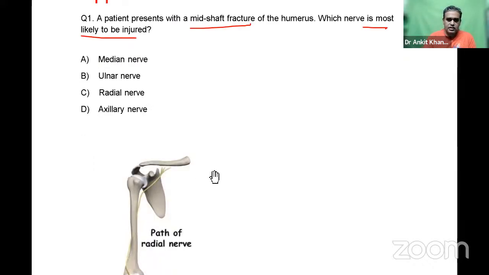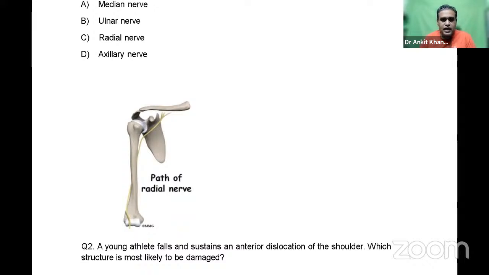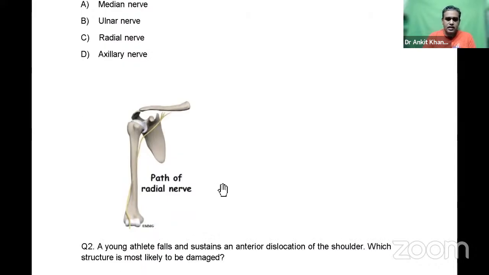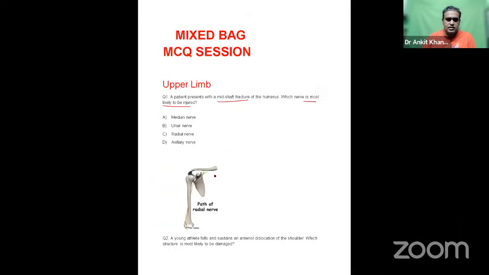And if we go down, we can actually see the answer that is showing as the path of the radial nerve over here. So basically, the answer is radial nerve. No doubt about it. And here you can see the path of the radial nerve. And let us understand how the answer is radial nerve over here.